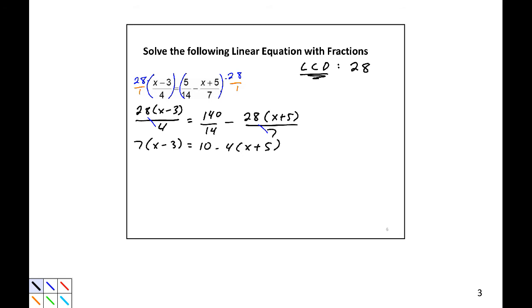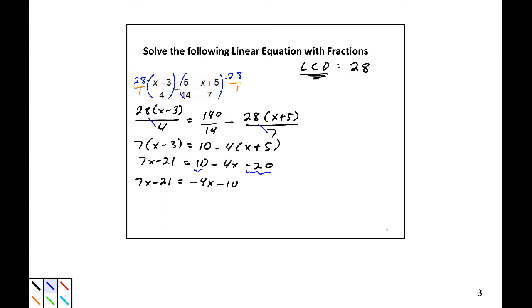Now it's an equation of the last type we'd worked with. It's still a linear equation, so we'll go ahead and distribute. That would be 7x minus 21 equals 10 minus 4x, and that would be a minus 20, when we distribute that minus 4 to both the x and the 5. I'm going to combine like terms on the right side, my constants. So this will be negative 4x, and that will be a minus 10 equals the 7x minus 21.